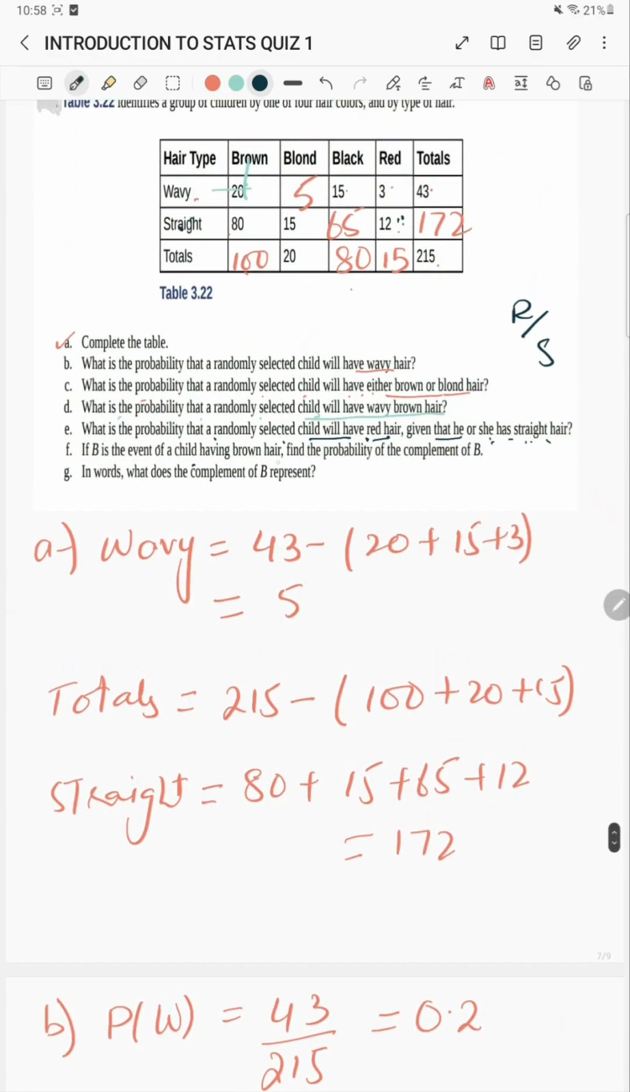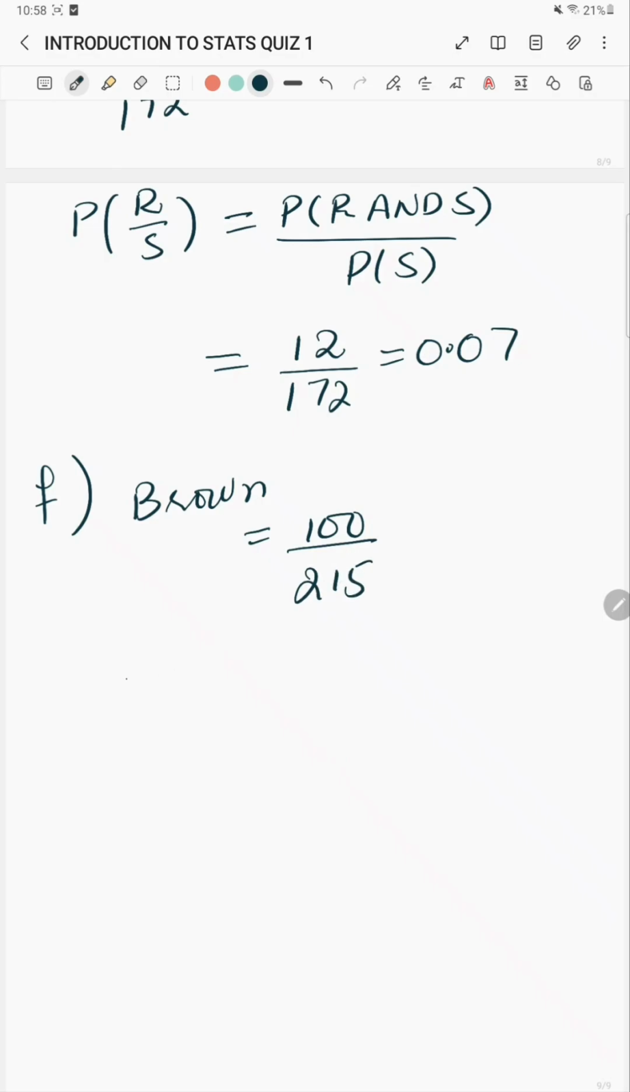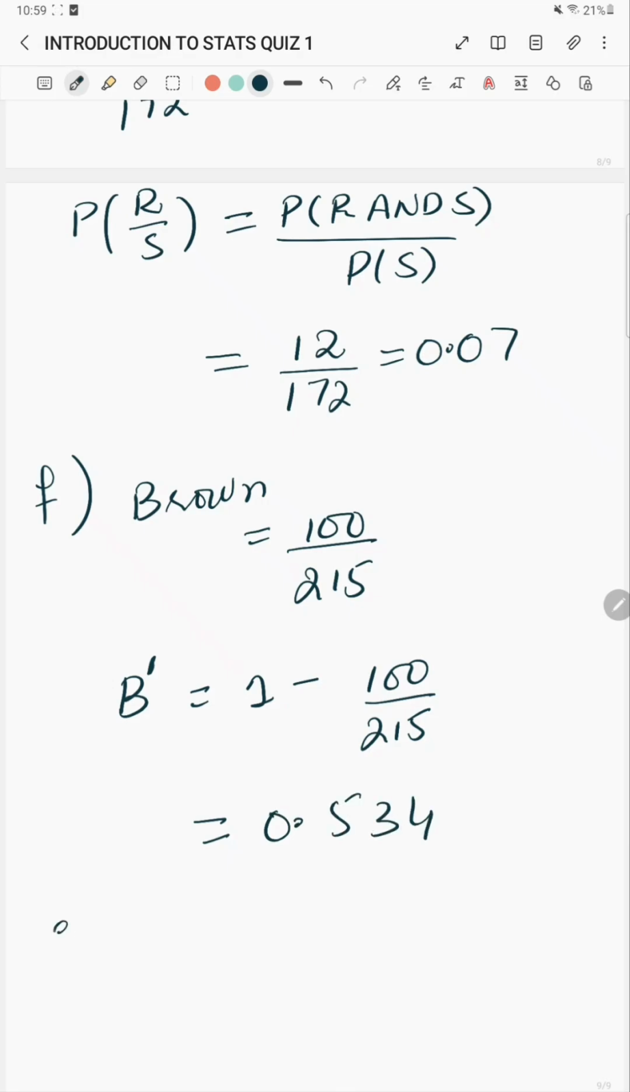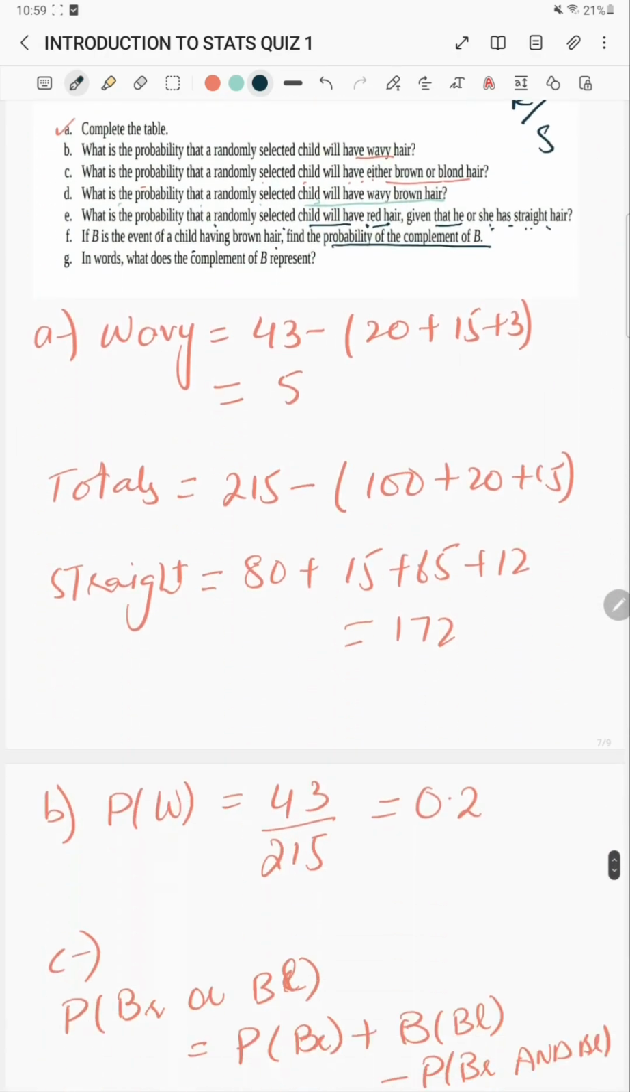Part F. If B is the event of a child having brown hairs, find the probability of complement of B. Probability for brown hairs is 100 over 215 and the complement of brown hairs would be 1 minus 100 over 215, which is going to give the answer 0.534.